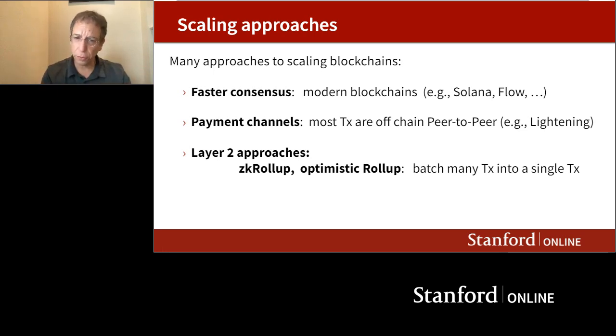So then moving on to the more programmable blockchains, the other approaches are the layer 2 approaches, things like rollup, optimistic rollup, where the idea is to batch many transactions into a single transaction. And actually, this is what I want to focus on.